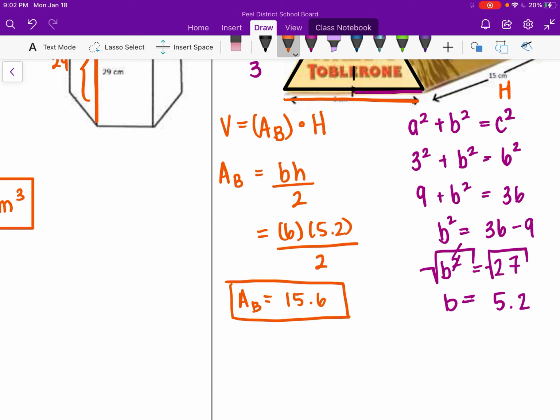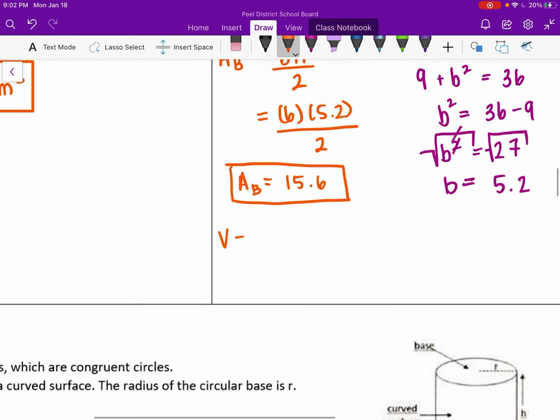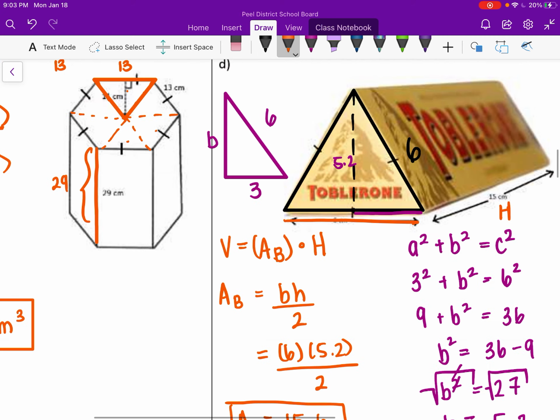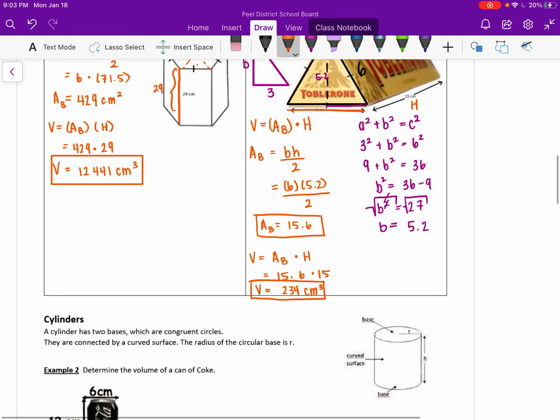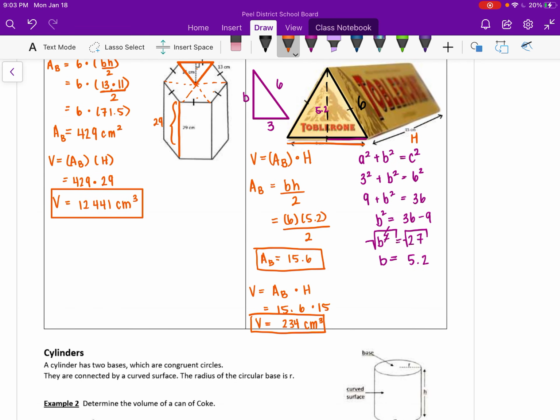So now I have the area of the base. I'm going to go back and put it into my volume formula. Volume equals area of the base multiplied by height. I know area of the base is 15.6. If I go back up here, I had found the height, which was 15. 15.6 times 15 is going to give me 234 centimeters cubed. So we needed a little extra step here, but we knew how to do that because we knew the Pythagorean theorem, right? So we can always find the height of a triangle if we know the Pythagorean theorem and it's an equilateral triangle.